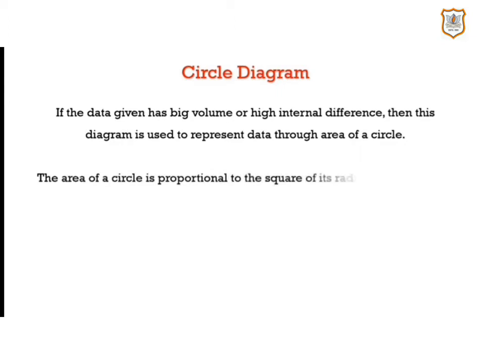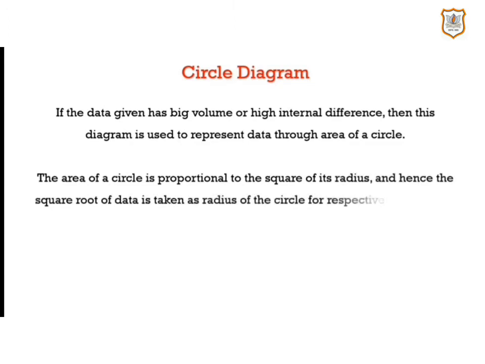Let's read further. The area of a circle is proportional to the square of its radius, and hence the square root of the data is taken as the radius of the circle for respective information. That means area is proportional to the square. So to get the radius, of course, we are preparing a circle, and for a circle we need the radius. And to get the radius, data is converted into radius by taking its square root.